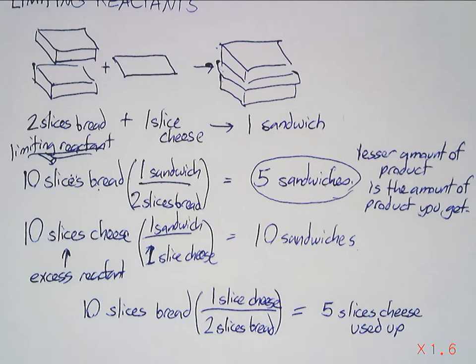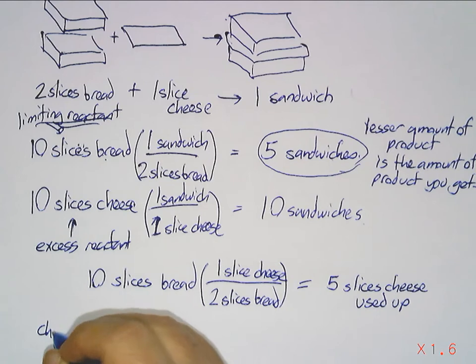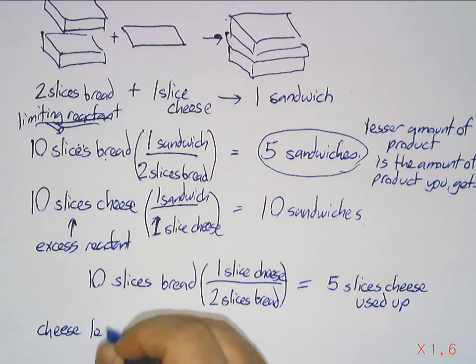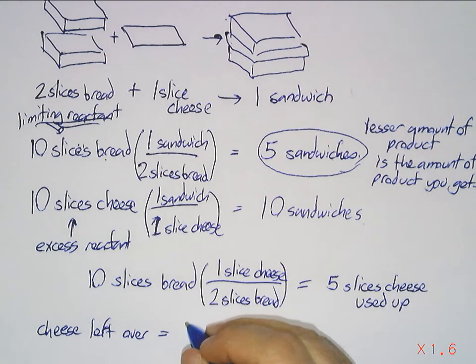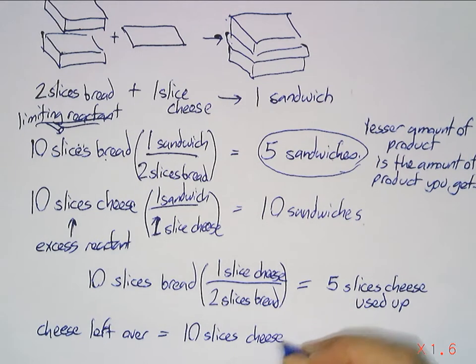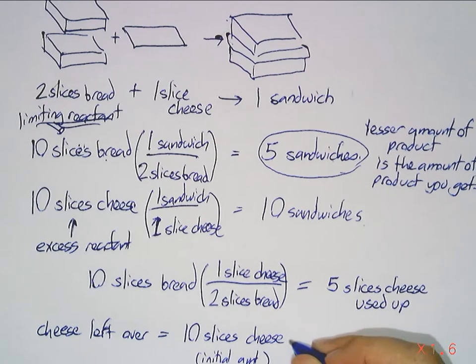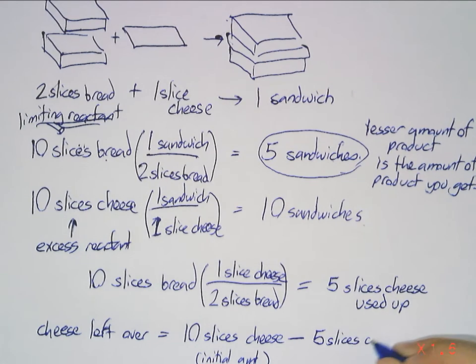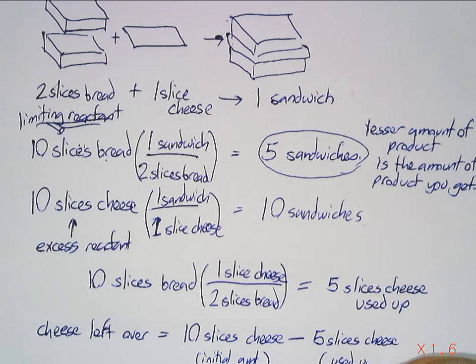Now, if I had 10 slices of cheese to start off with, the leftover cheese is going to be equal to the initial cheese that I had minus the amount that I used up. So I'm going to have 5 slices of cheese left over.